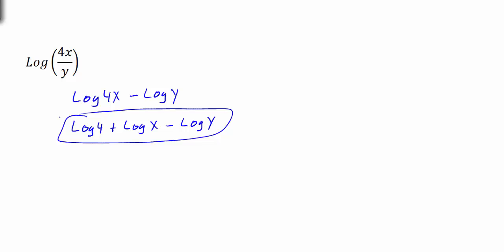Now, there's another way you could look at this problem. If you want to do this problem in one step, you could start off and split this up. We have the log of 4 times x, so that would be the log of 4, and because it's multiplication, plus the log of x. And then because the y is on the bottom being divided, it would be minus the log of y. So if that's the easier approach for you, you can do it that way, or if you prefer the first method, either way is perfectly fine.